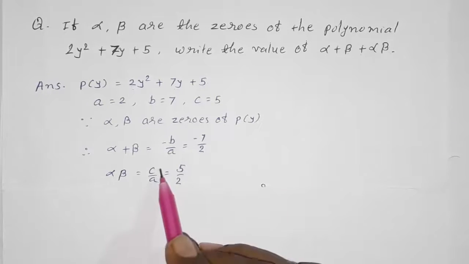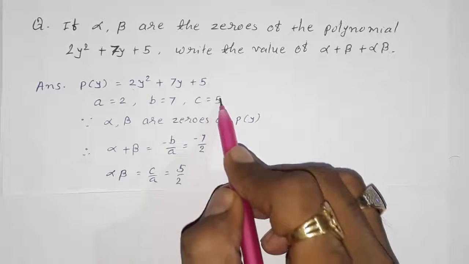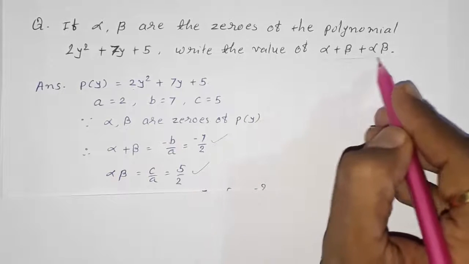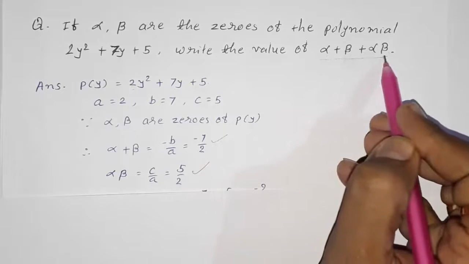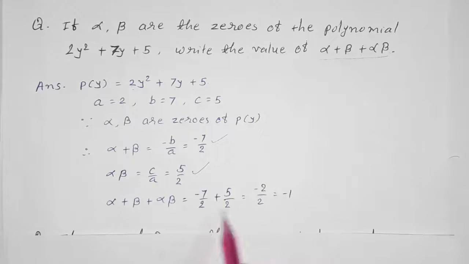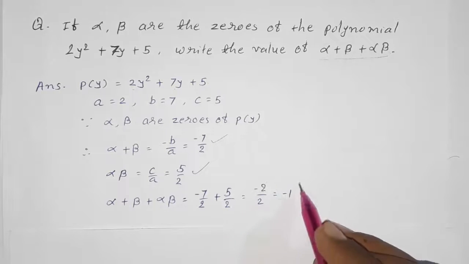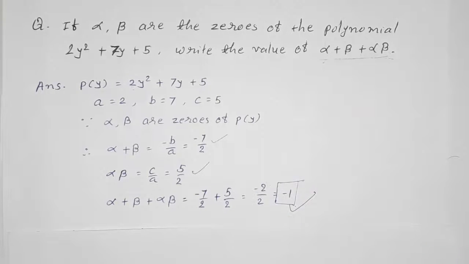Now we are going to find alpha into beta. Alpha into beta is equals to c by a. Therefore c is 5 and a is 2, 5 by 2. Now you are having these two. Now they told you to add, so on the place of this we are going to put minus 7 by 2. On the place of this we are going to put 5 by 2. So minus 7 by 2 plus 5 by 2, you have to find out LCM. Here the denominator is same, so directly you can add this. Minus 7 plus 5 minus 2, and here 2. So 2 will get cancelled and your answer for this will be minus 1.